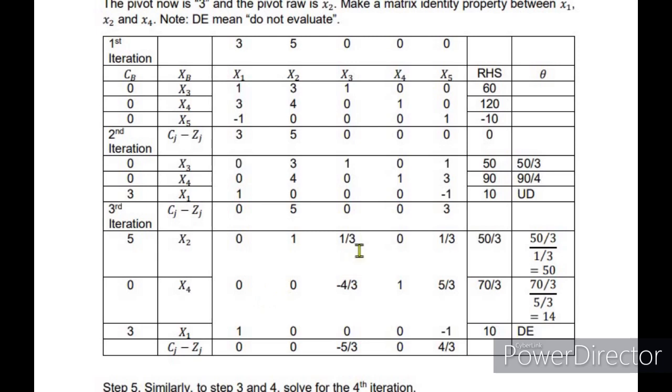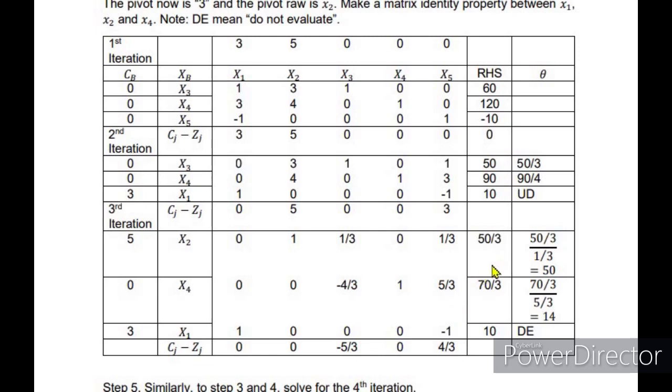Next, 1/3 times 4 is 4/3. So the previous value is 0, so 0 minus 4/3 is negative 4/3. Okay? Now, next, this is 0, so just copy paste the original value, which is 1. Next, 1/3 times 4 is 4/3. So the original value is 3, so 3 minus 4/3 is equal to 5/3.